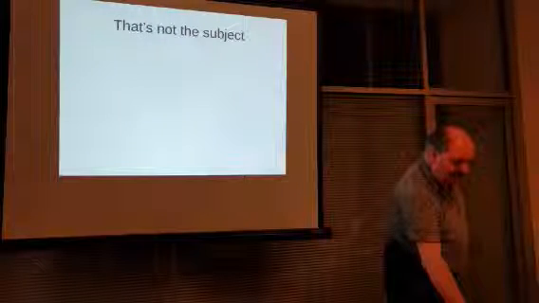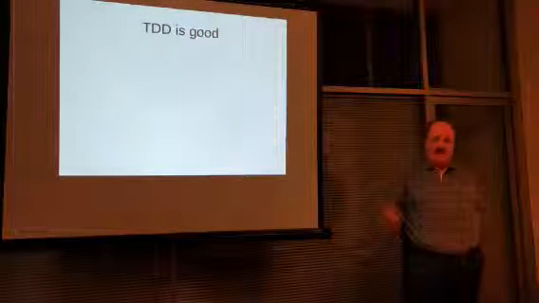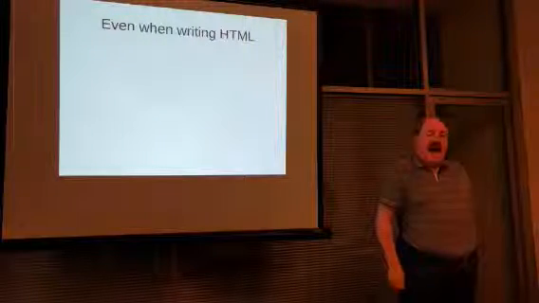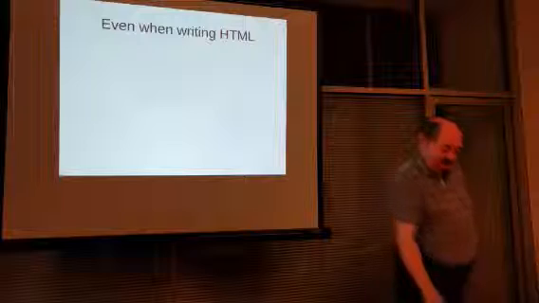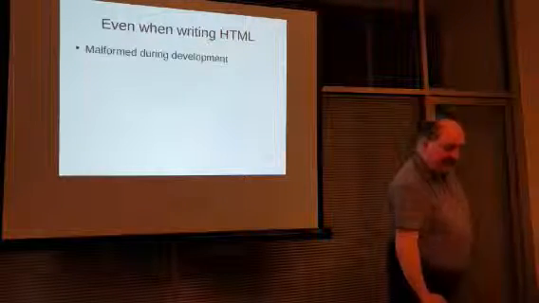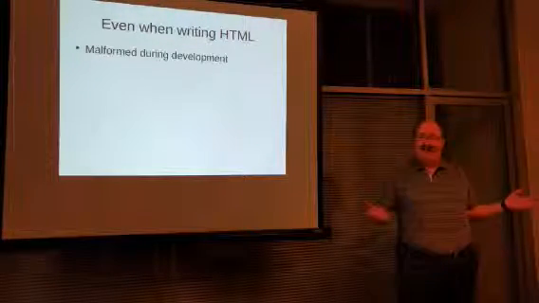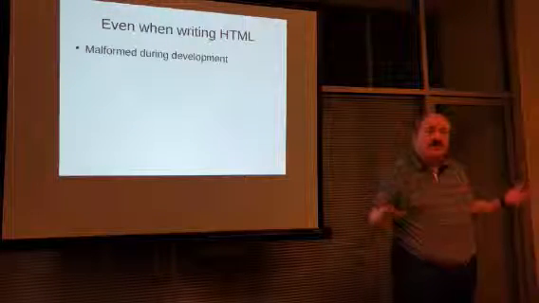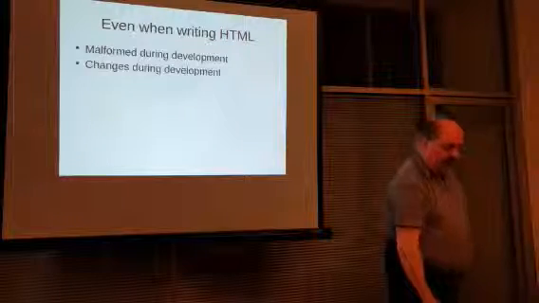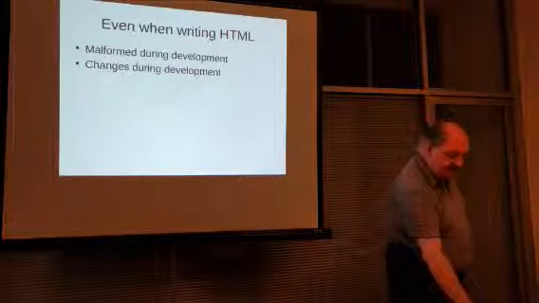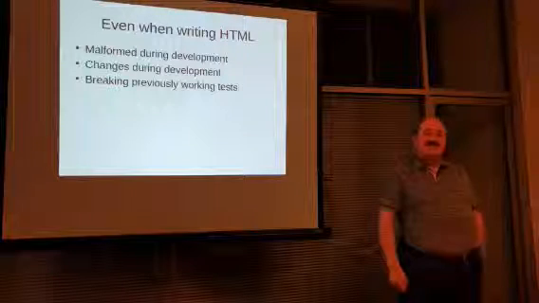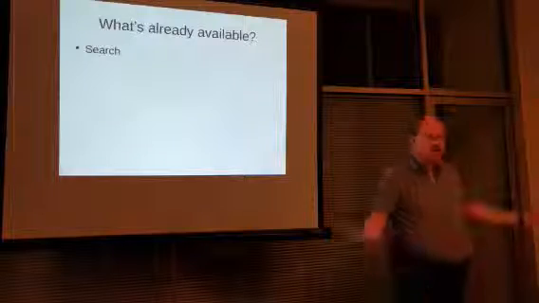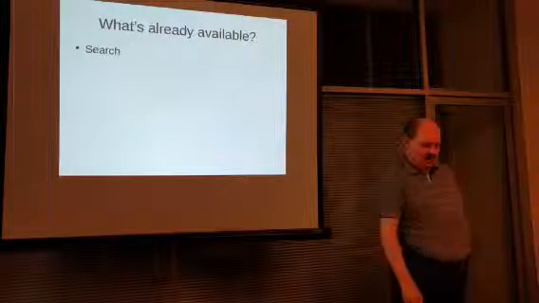What I'm trying to do now is write some Perl which will generate some HTML, and I'd like to do that using TDD. Now the problem with that is that there's every chance that the HTML or XML or anything is going to be malformed as you write it. That's what I want to find out. And as you write new stuff, you break your previously working test because it's no longer what the thing was expecting. What's already available? Well, of course, you start off by searching.